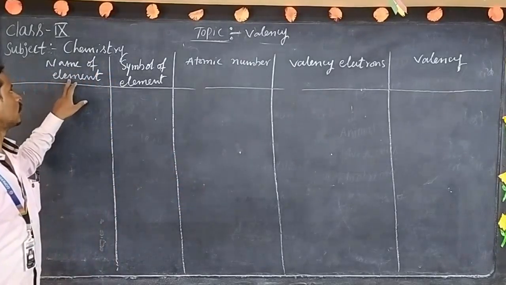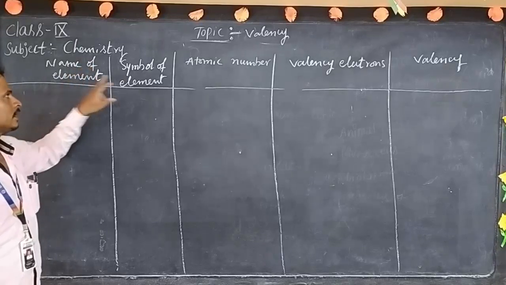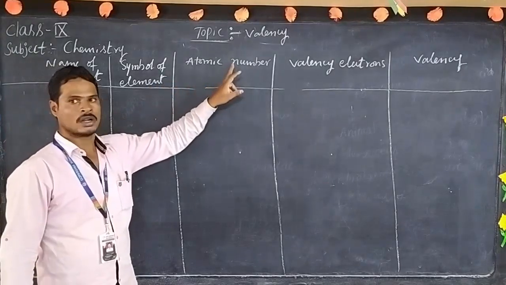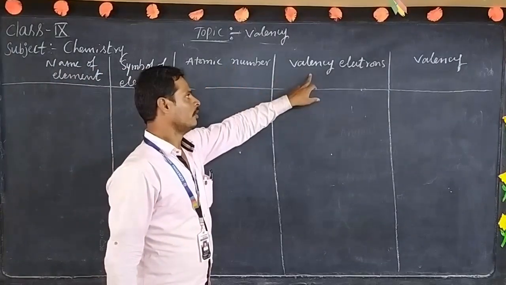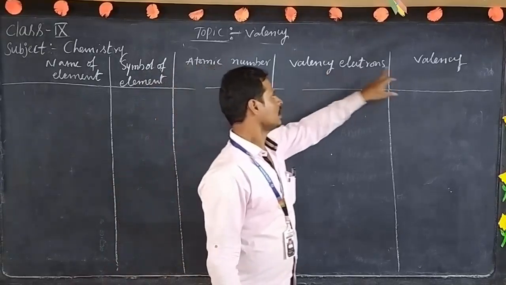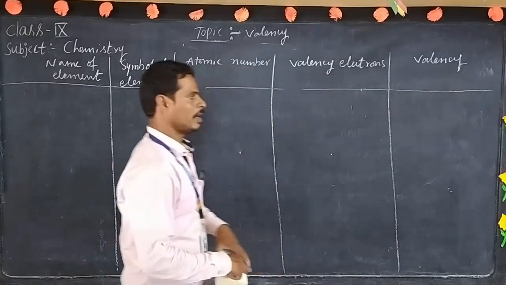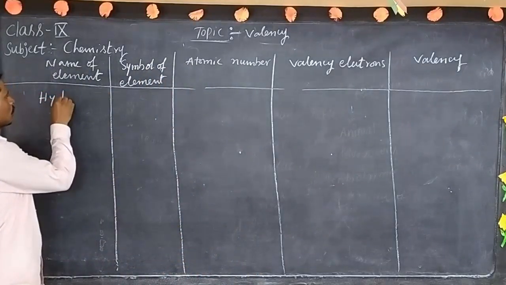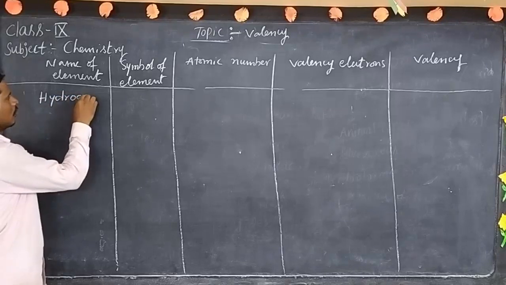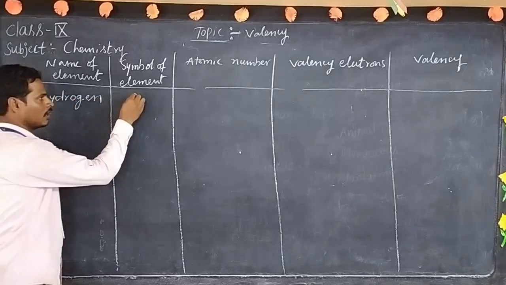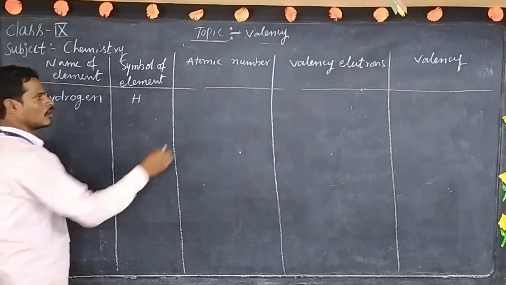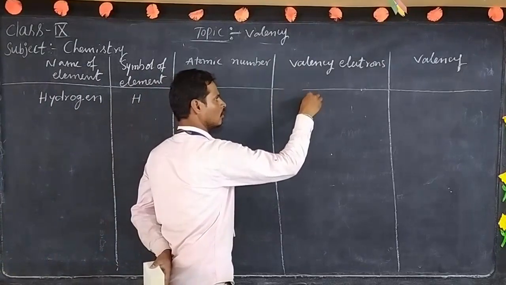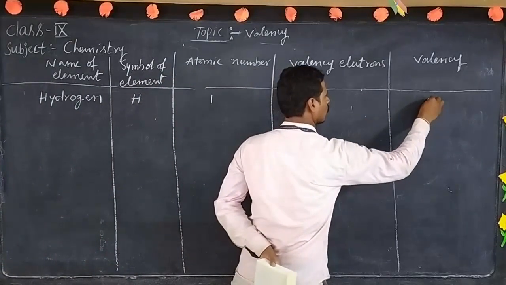First column, we should write the name of the element. Second column, symbol of the element. Third column, atomic number. Fourth column, valence electrons. Next column, valency. Now one by one we are doing. First one is hydrogen. Symbol of hydrogen? H. Atomic number is 1. Number of valence electrons is 1. Valency is 1.